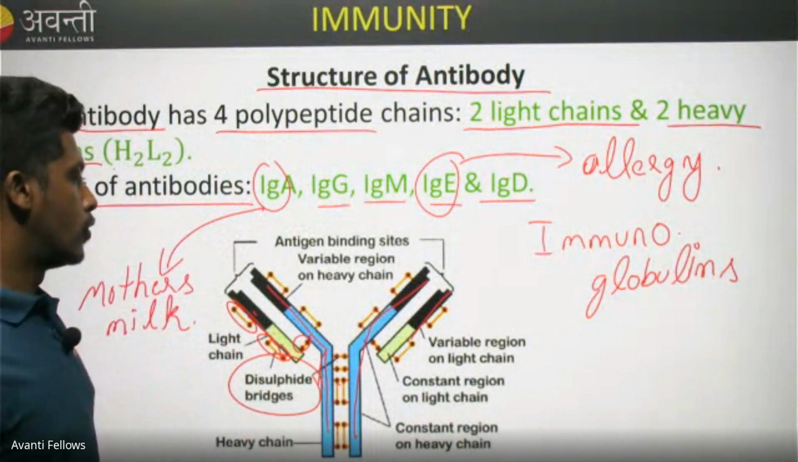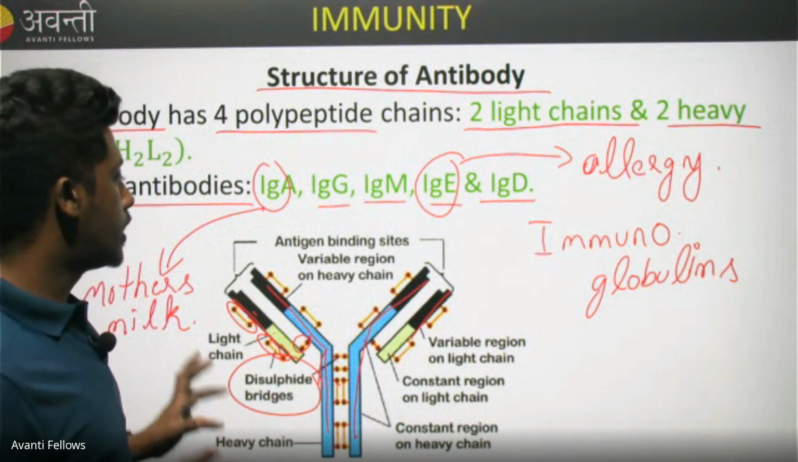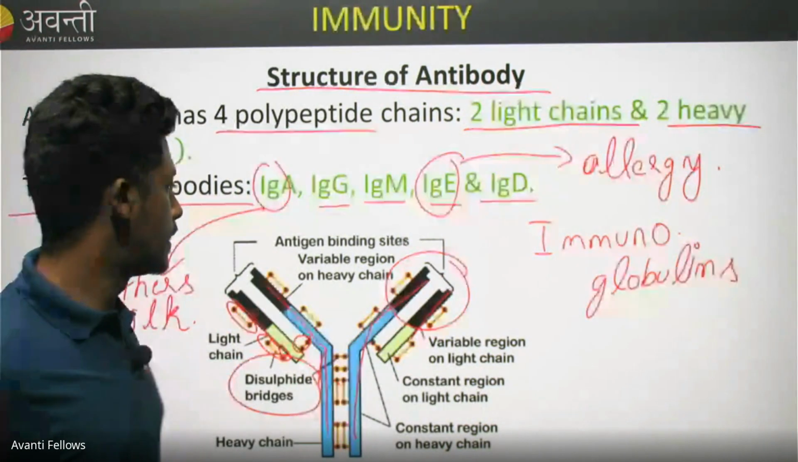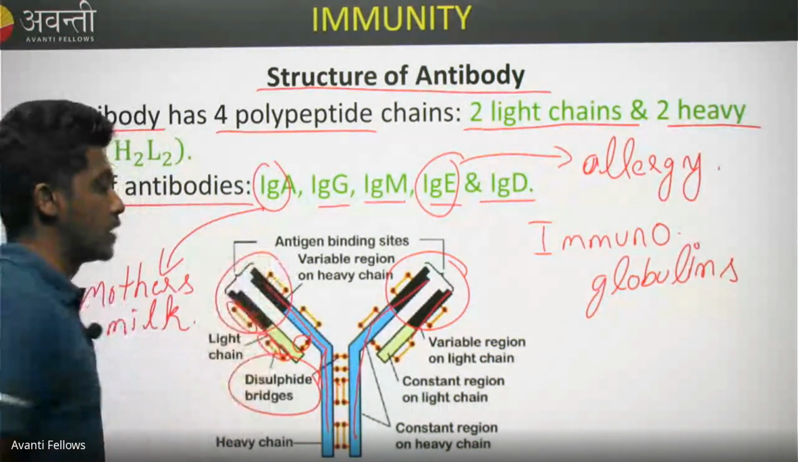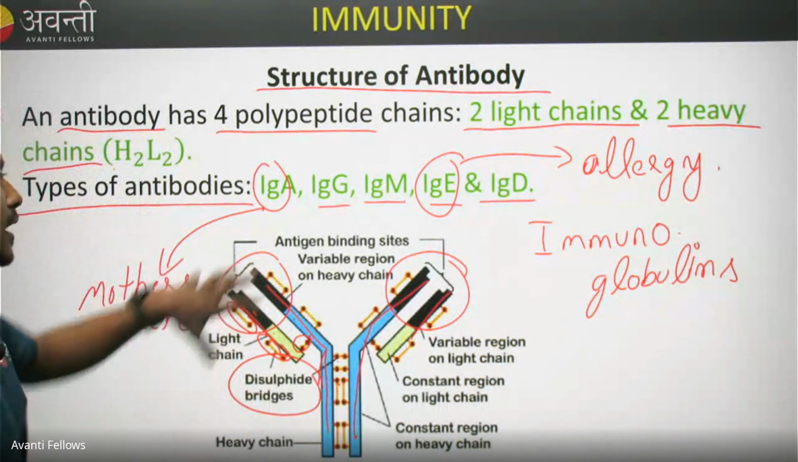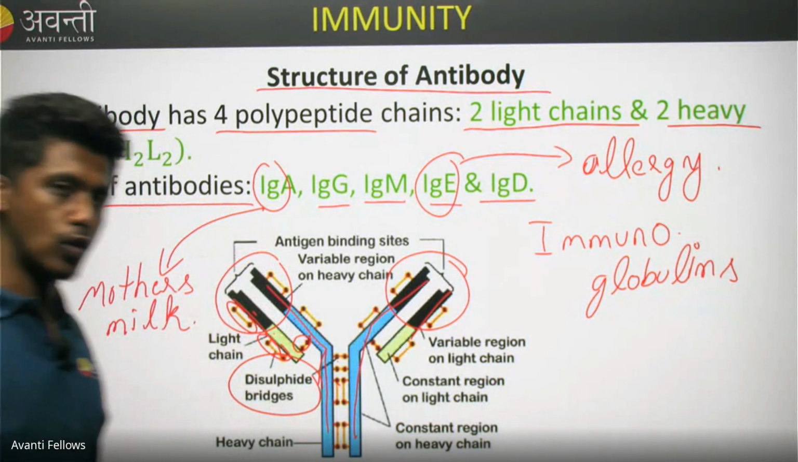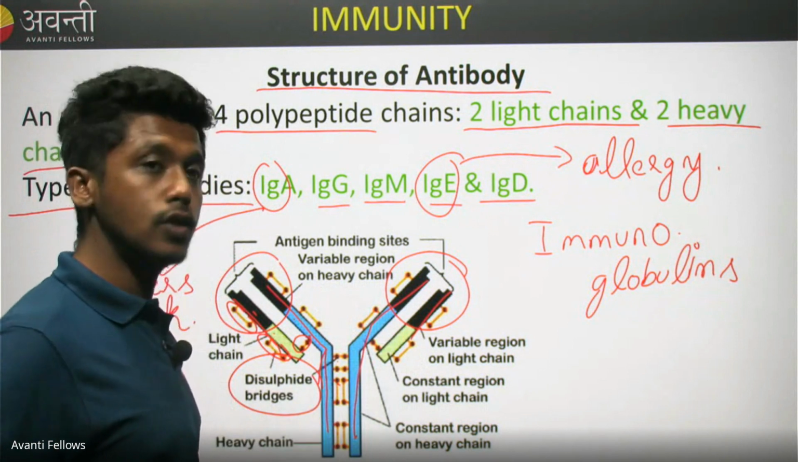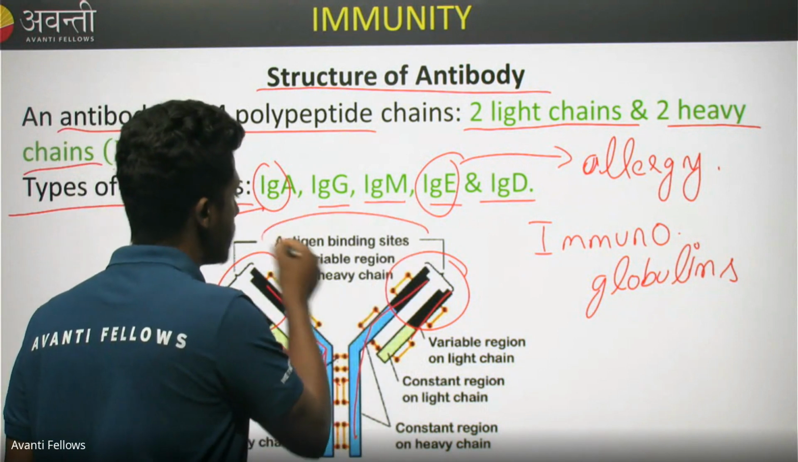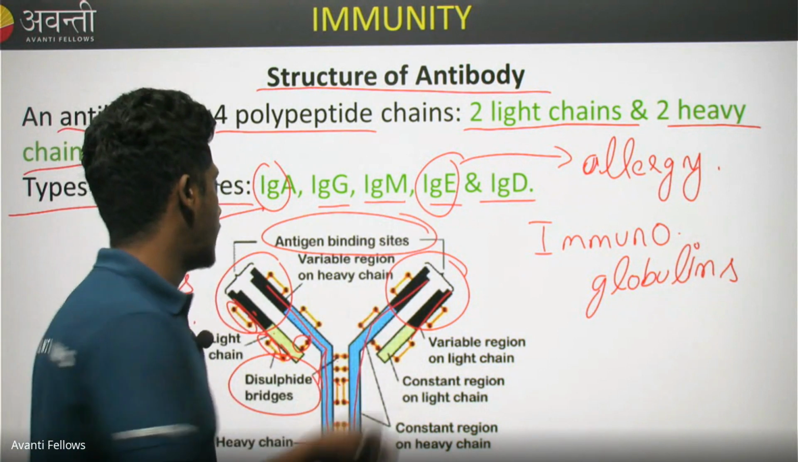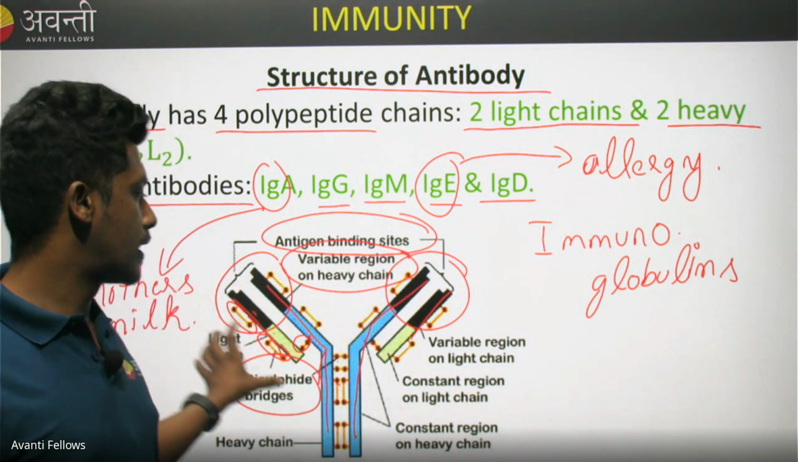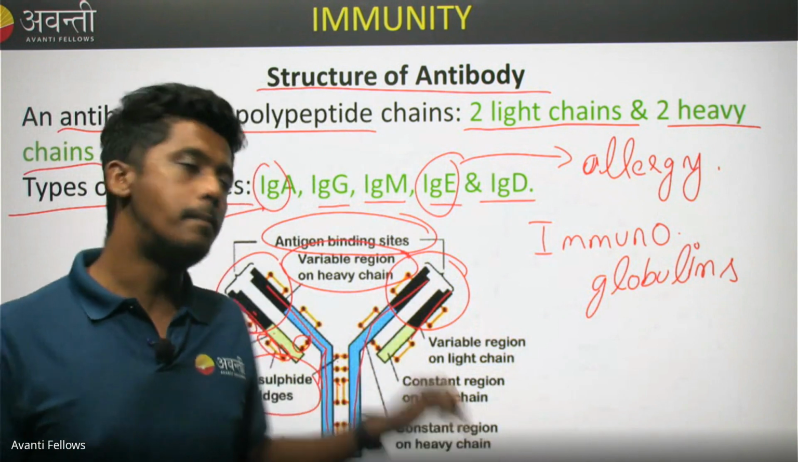One thing that is very unique here is the variable region. What are these variable regions? The variable regions, which are present at one certain region of your light chain and heavy chain, are the ones that go and recognize these antigens and bind to them. Understood? These are called antigen binding sites and they're also called variable regions of heavy chain. These are the regions that recognize your antigen and go and bind to them.